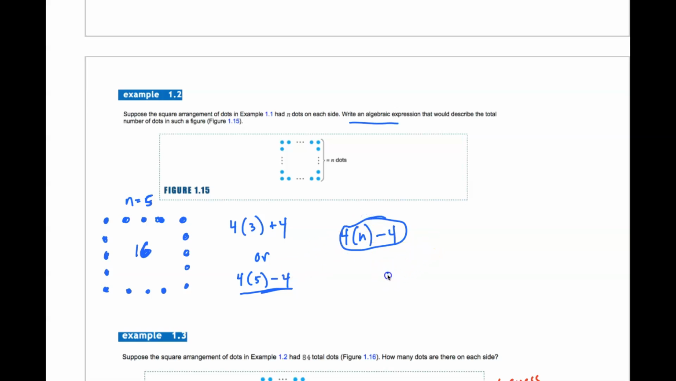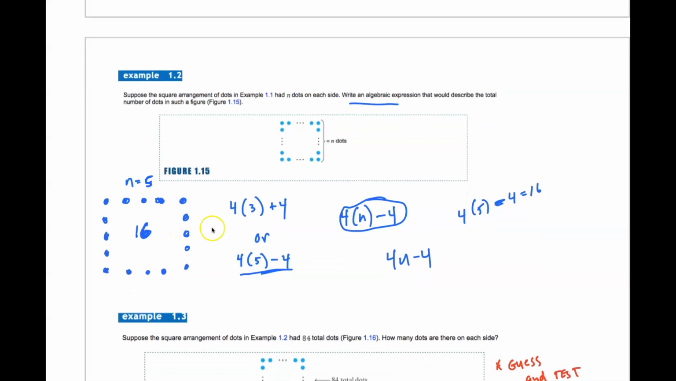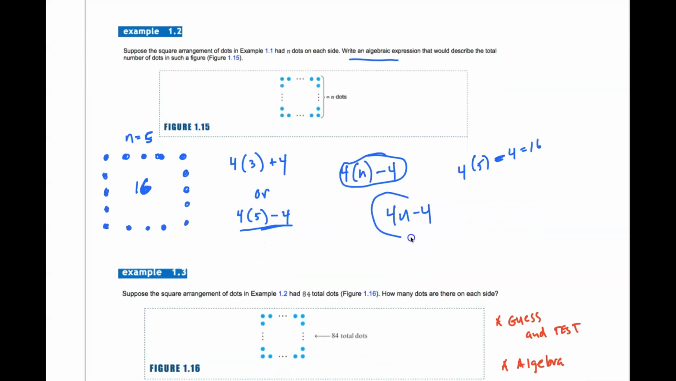When you see that as the formula 4n minus 4, you get 4 times 5 is 20. Let's do that again: 4 times 5 is 20, minus 4, and then you end up with your 16. So that's one way to see that equation. There are other ways to see it, but that's just one equation that would work.